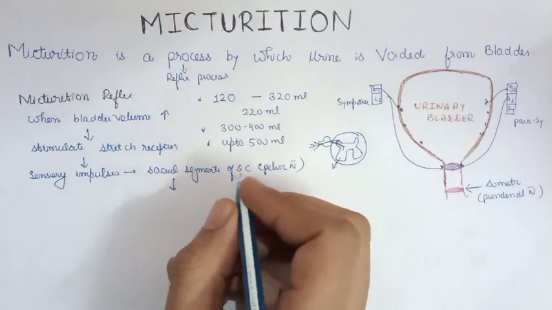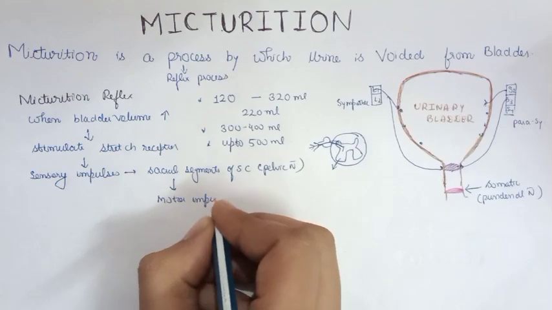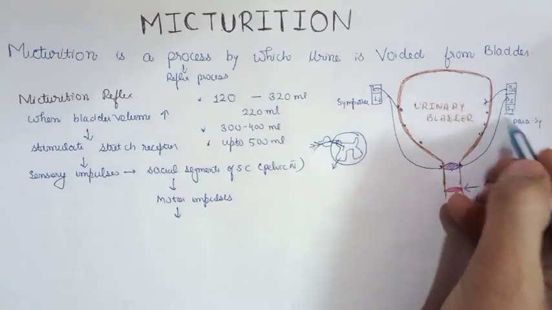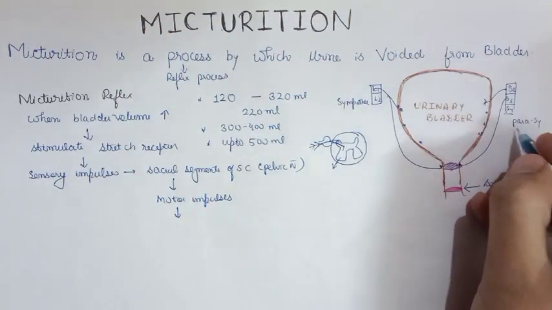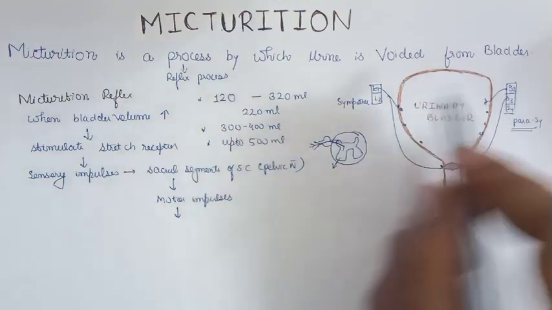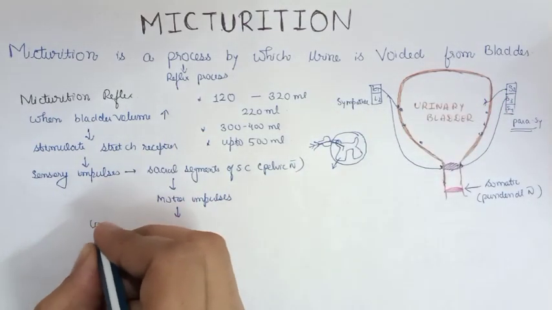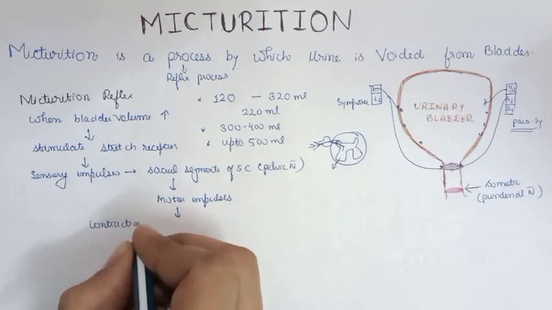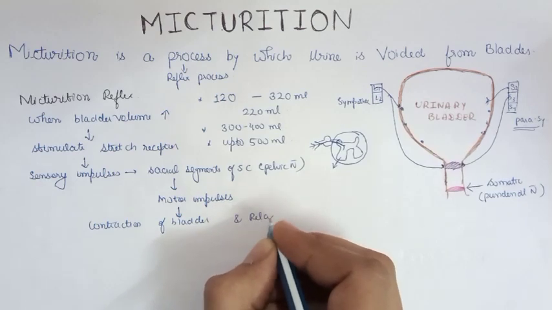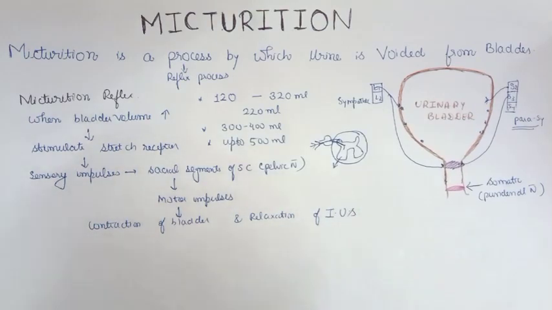So from the sacral segments of the spinal cord, motor impulses will be generated. So what is the function of these motor impulses? Actually the micturition reflex is the function of the parasympathetic part. So from the S2, S3 and S4 segments, the motor impulses will arise and they will do the work of the contraction of the bladder and relaxation of the internal urethral sphincter. IUS means internal urethral sphincter.